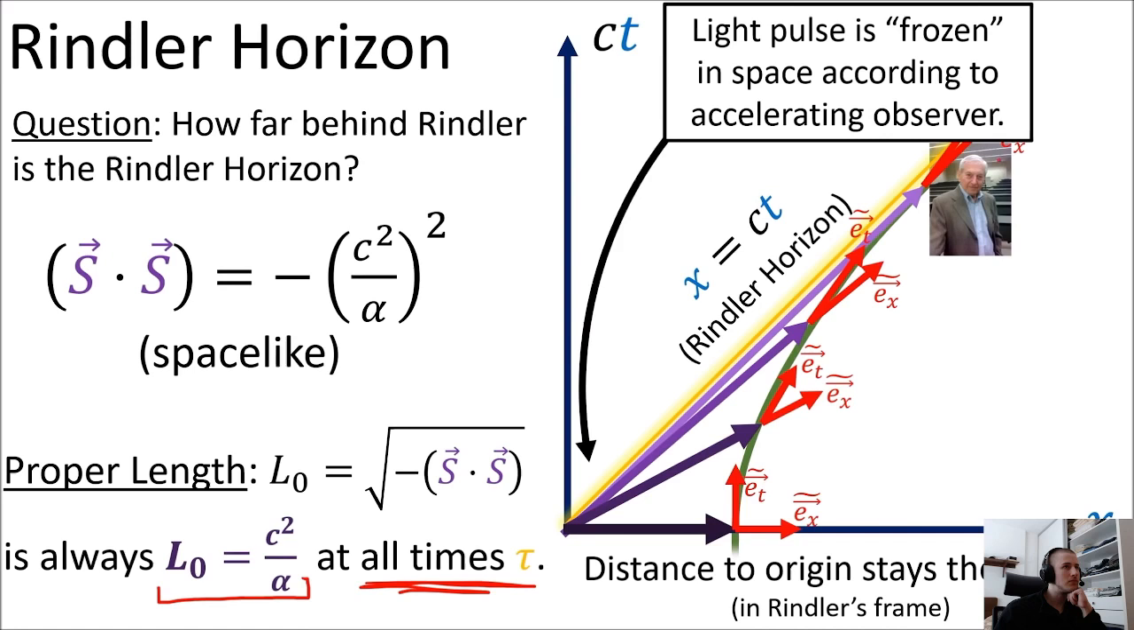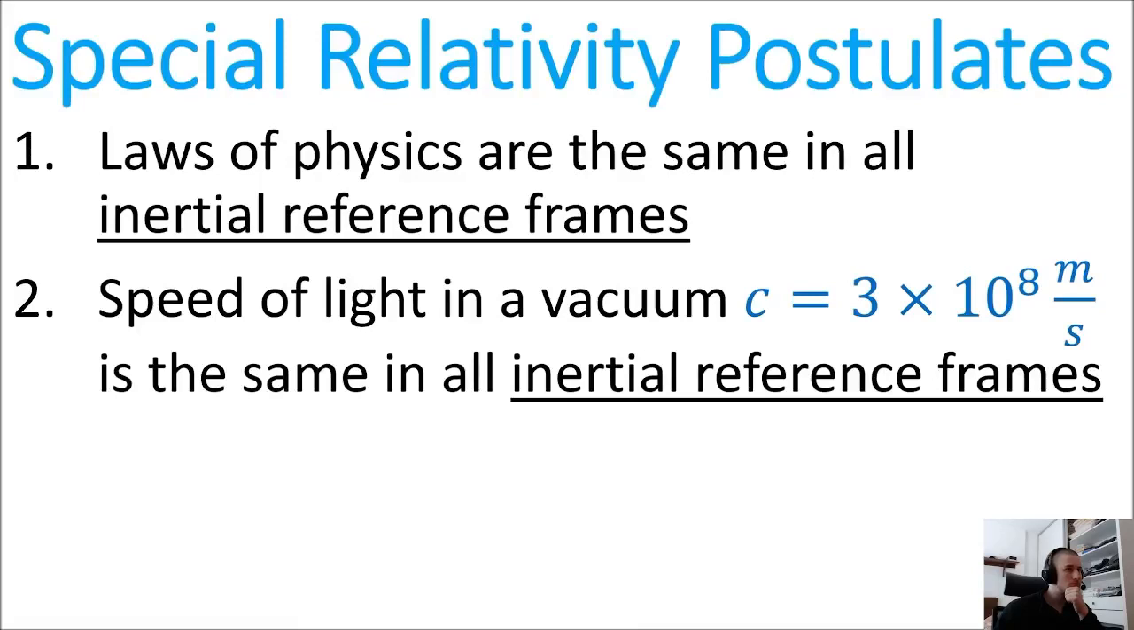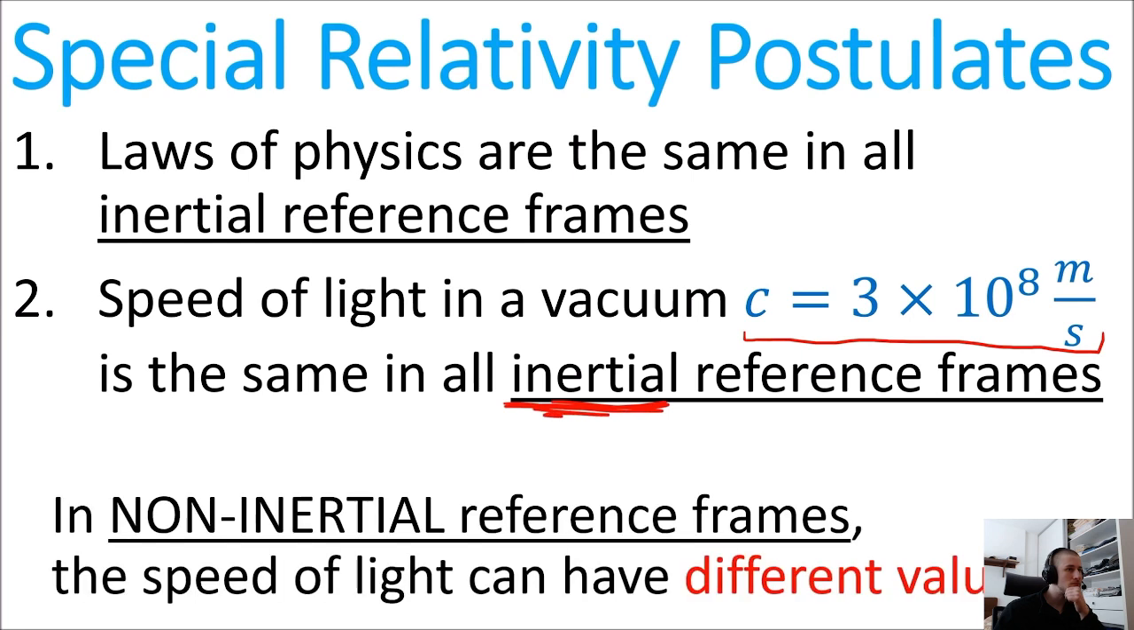This means that a beam of light released on the Rindler horizon, for example, a beam of light released at the origin of our space-time diagram, is always a constant distance behind Rindler. The speed of the light beam, according to Rindler, is actually 0. So the postulates of special relativity say that the speed of light in a vacuum is always c equals 300 million meters per second in all inertial reference frames. But in non-inertial reference frames, the speed of light can have different values, even 0 in some cases, as we've seen.